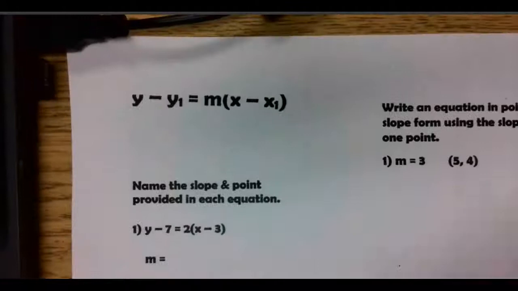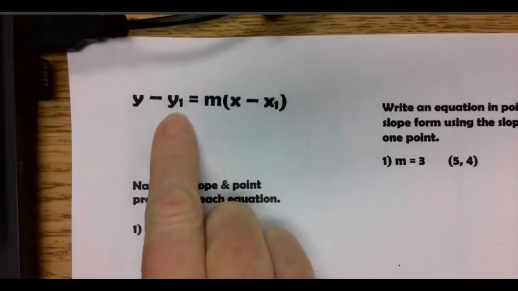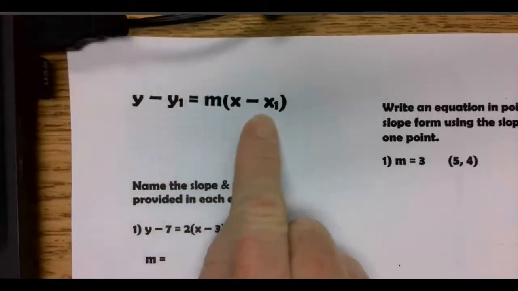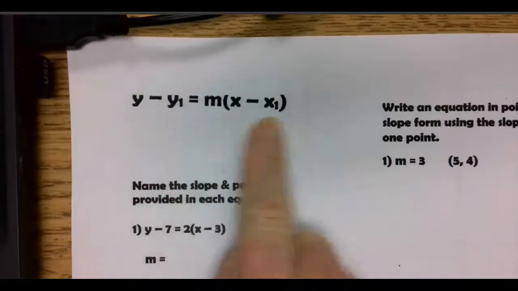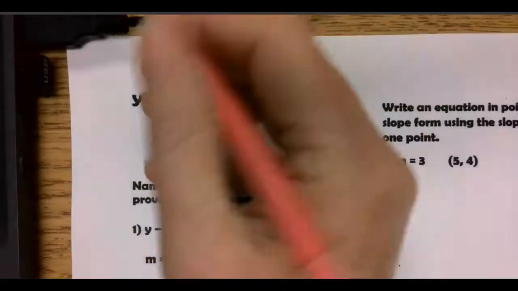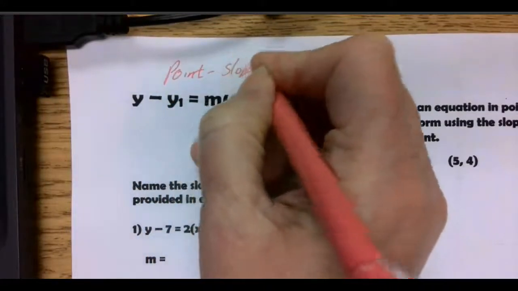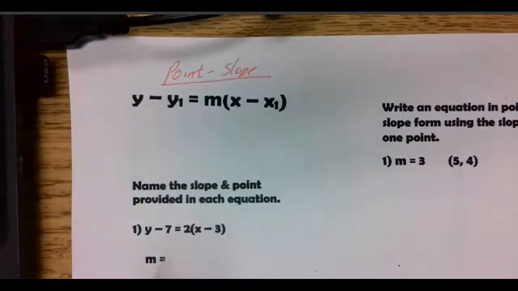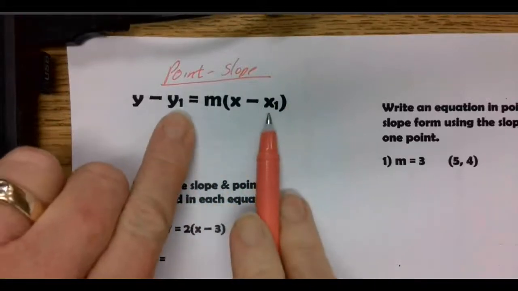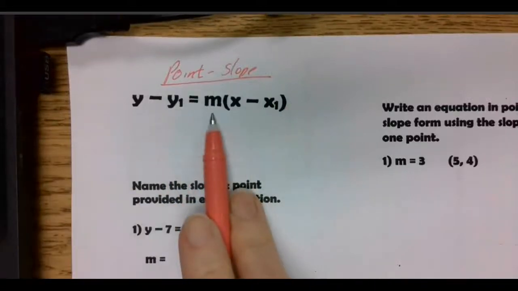So point-slope looks like this. Y minus y sub 1 is equal to slope times x minus x sub 1. This is point-slope form. Now, as you figured out, we're not real creative in the math world on how we name it. This has a point, x1, y1, and it has a slope. That's all we're doing with it.